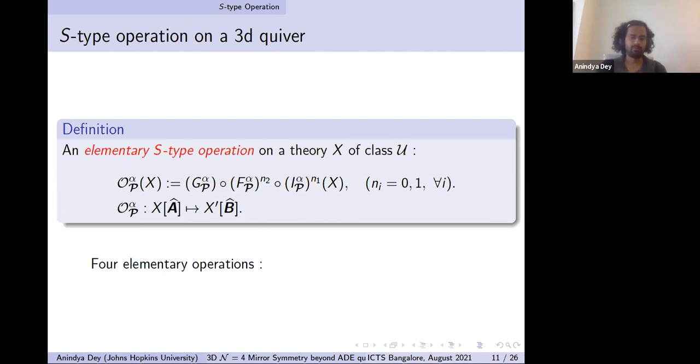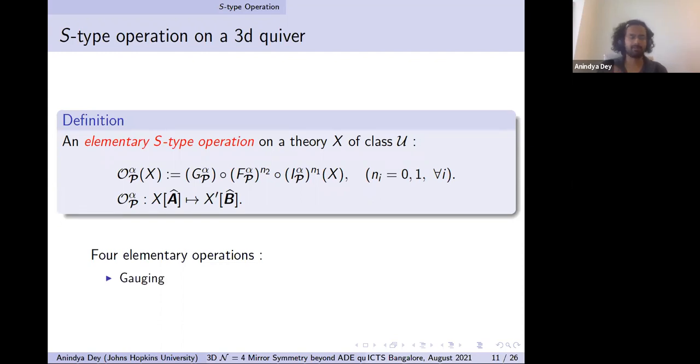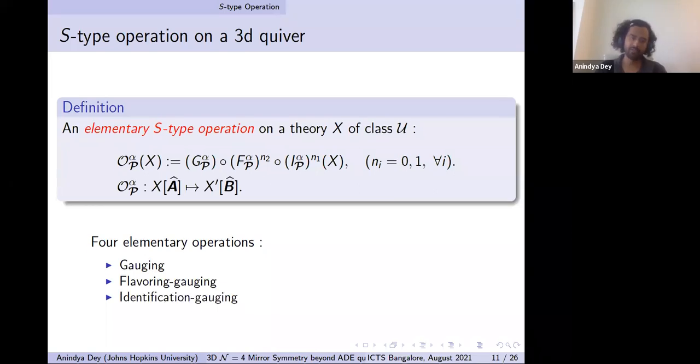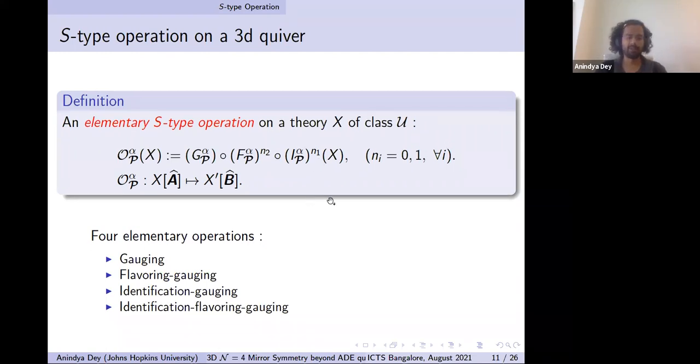Now, from the definition itself, you can see that there are 4 types of elementary operations that you can think of. The first one is the plane gauging operation, where N1 and N2 are both 0. Then you have the flavoring gauging operation, where N1 is 0 and N2 is 1. And then you can have the identification gauging operation, where you set N2 to 0, but N1 is 1. And then finally, you have the identification flavoring gauging operation, where both N1 and N2 are 1.